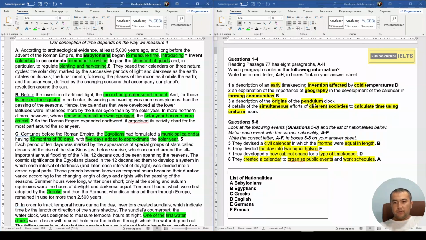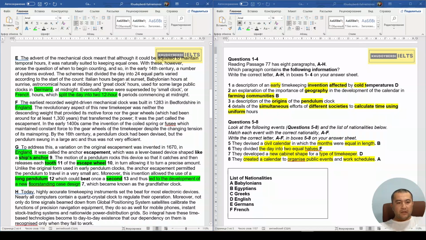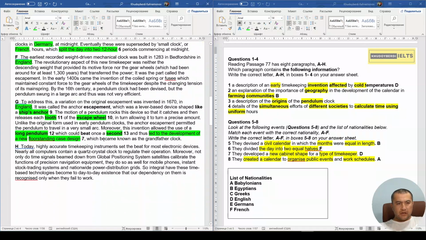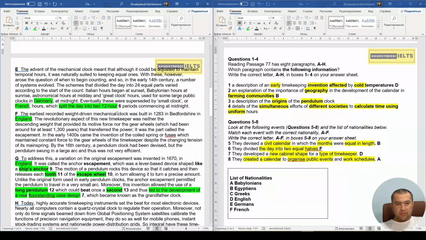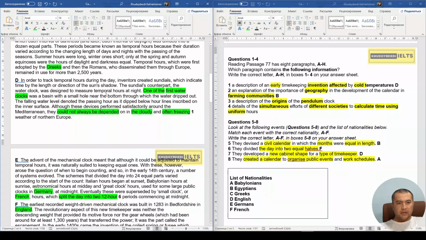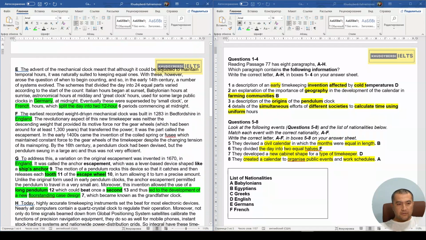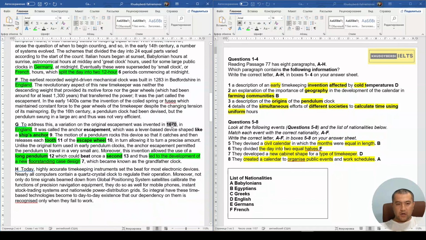So, description of the origin of pendulum clock. I think just pendulum. I just see pendulum here, right? Pendulum here. We don't have pendulum here because it's talking about water clock and pendulum. This one is about pendulum. However, origin of the pendulum, right? Origin means the first invention of the pendulum.